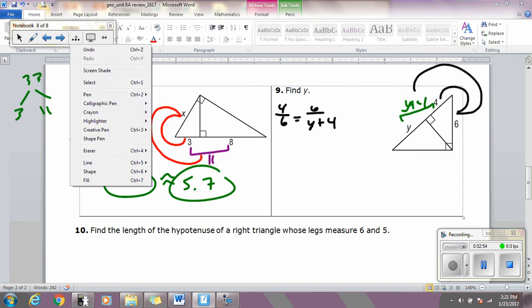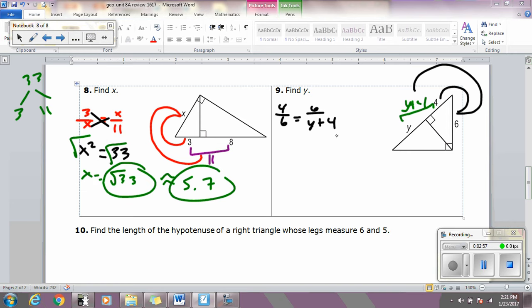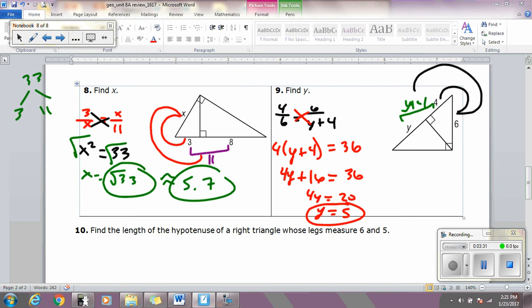Okay, and now I cross multiply. So you would have 4 times y plus 4 set equal to 6 times 6, which is 36. Then you have to distribute your 4, and when you do that, you get 4y plus 16 equals 36. Then you would subtract 16 from both sides. So 4y is equal to 20. And then divide both sides by 4. So y is equal to 5. And that's the exact answer and the approximated answer. So y equals 5.